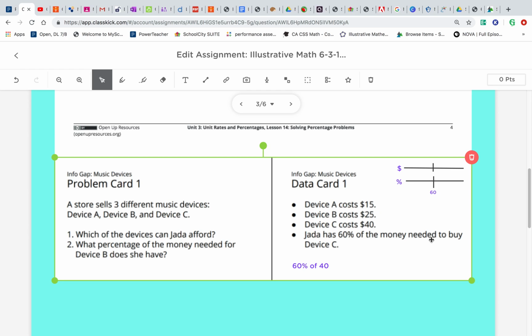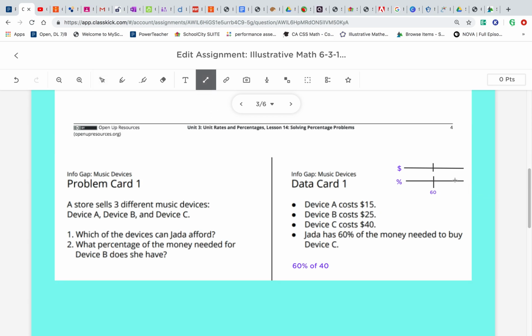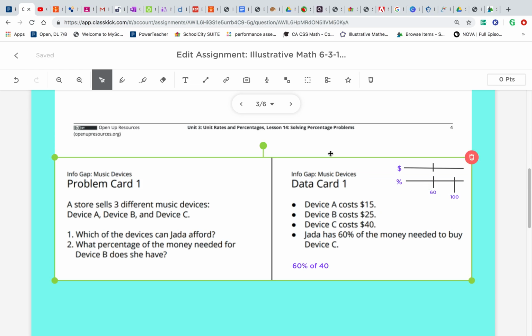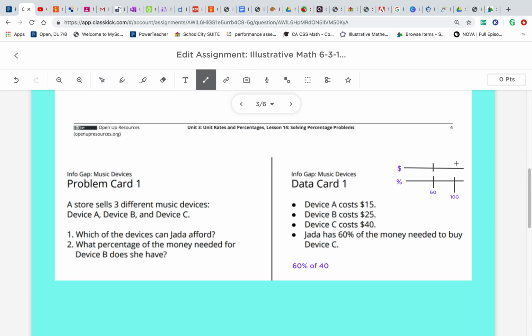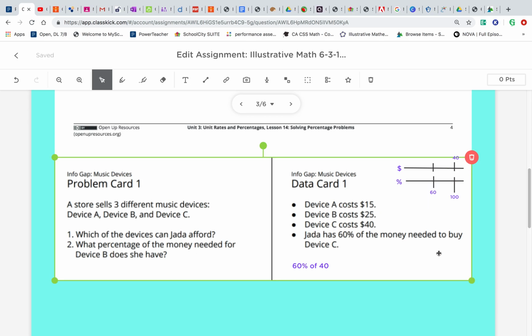Okay, but there is one other thing that we do know. We know that it's 60% of 40. So that means 40 is the whole cost of device C. It's the whole thing. So that would then be talking about 100%. So we can go over here and we can add in 100%. And 100%, the whole thing, needs to be aligned with $40, right? Because $40 is the whole thing. So I'm going to add in that right here, 40. Okay, so 100%, that's $40. Those match up. 60%, we don't know what goes here, right?